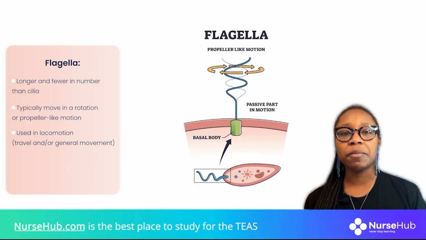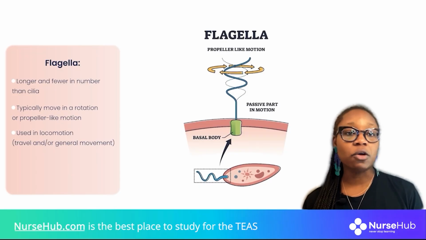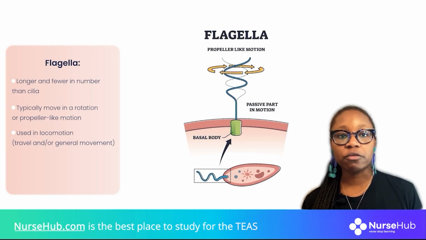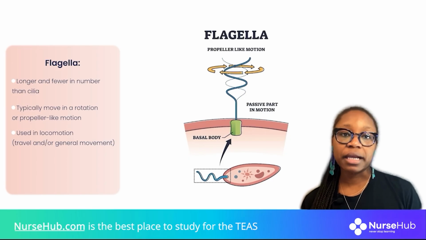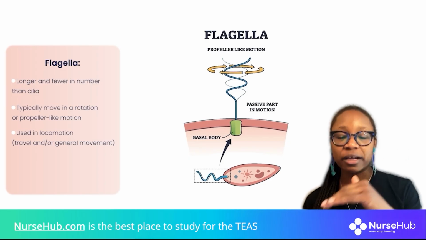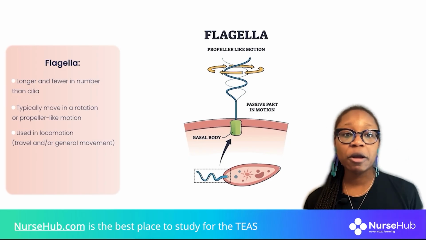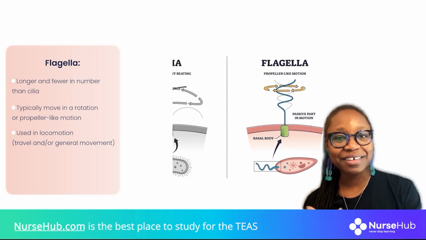So flagella are typically longer and fewer in number than cilia. They are used for locomotion, meaning movement throughout the cell. They can be found in various organisms, such as bacteria, algae, and even sperm cells. For example, in bacteria, flagella rotate like propellers to propel the cell through liquid environments, while in sperm, the flagellum propels the sperm cell toward the egg.